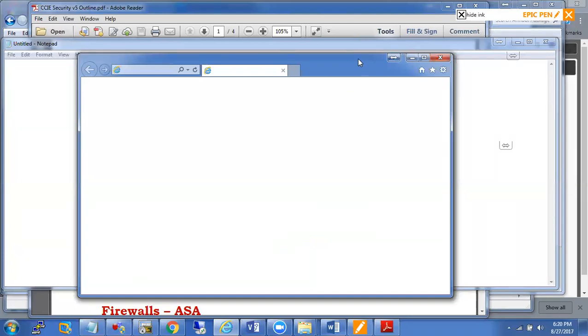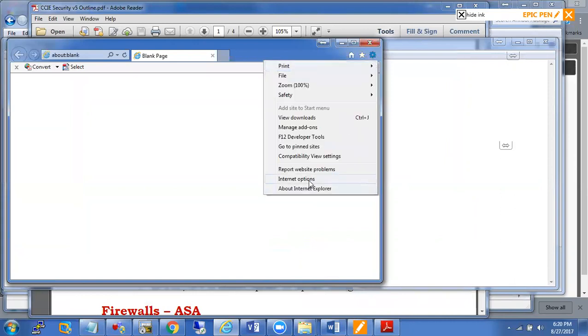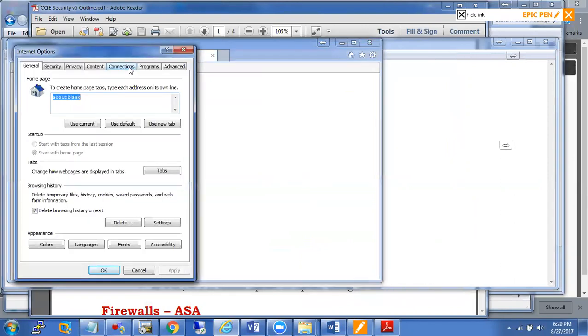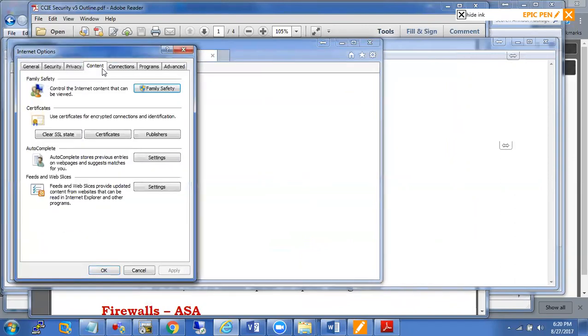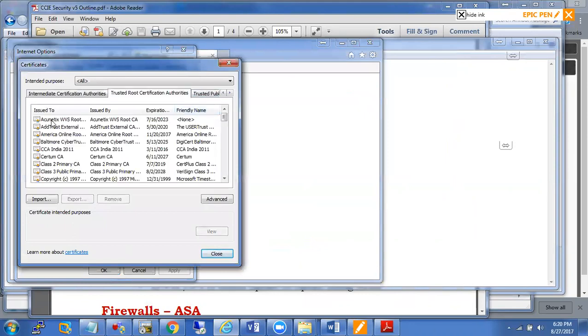If you open up IE, you go into settings. One of the options is internet settings. By default, under content, you see certificates over here. Under certificates is a tab for trusted root certificates. These are all the different root certificates that have been trusted by your browser. This is done by Microsoft. So they have already downloaded and trusted these root certificates. So if you want to do business on the internet, you better get a certificate from one of these guys.